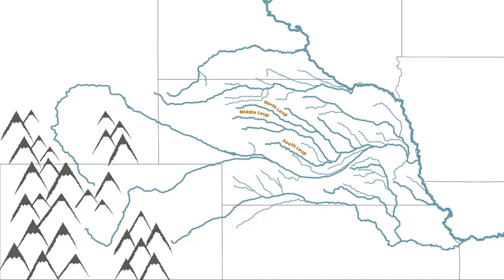The Loup River system, those rivers flow out of the Sandhills into the central part of the state. They converge and join up with the Platte River near the town of Columbus.